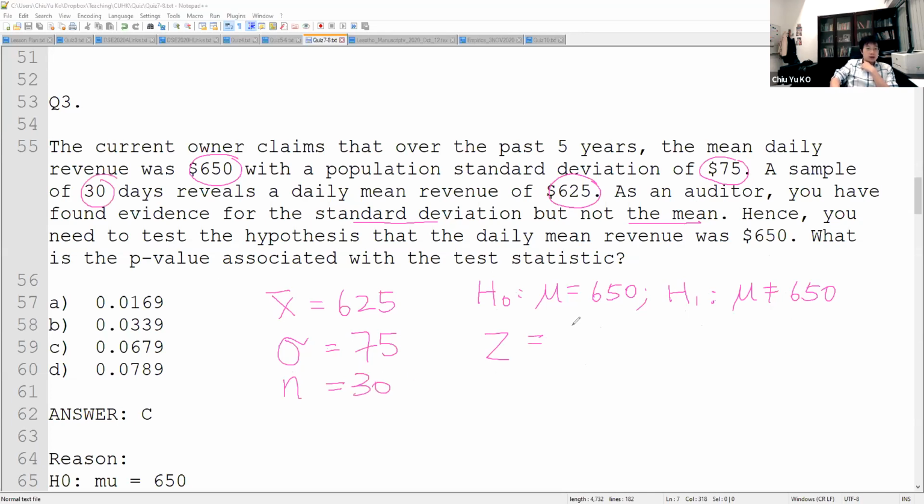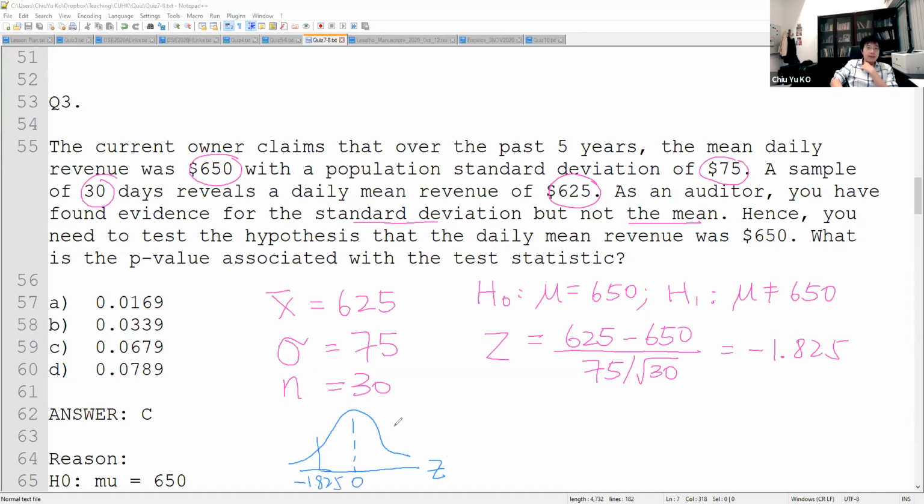Okay, so it's 625 minus the mean over sigma over 30. Okay, so the answer should be equal to -1.825. So again, let's look at what the diagram says. The Z is here. And again, this is 0, a bell curve, okay? This is negative 1.825, okay?